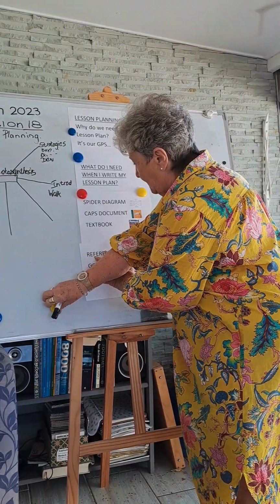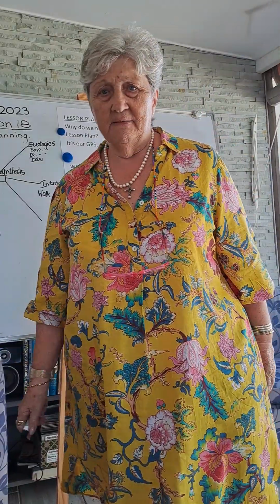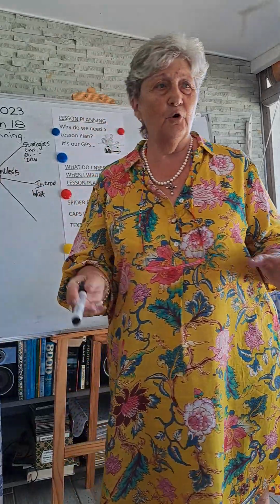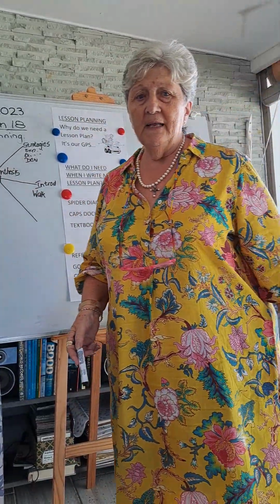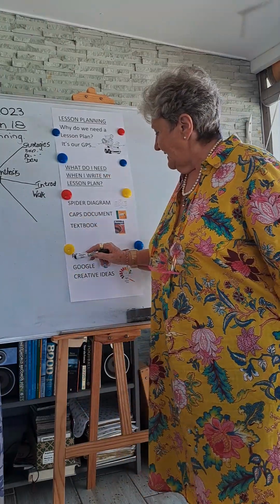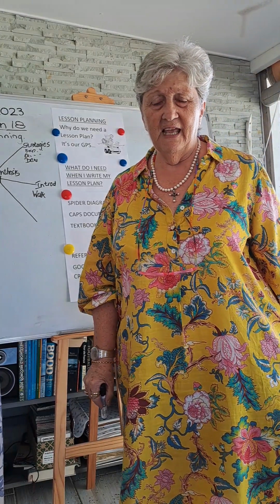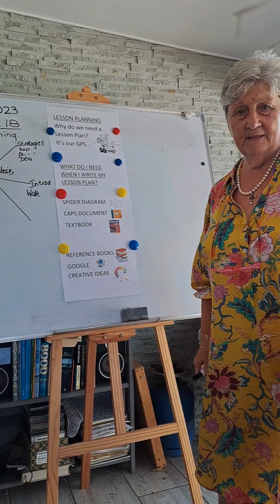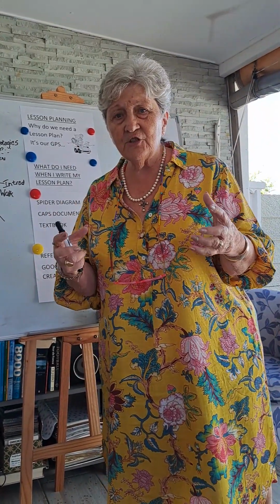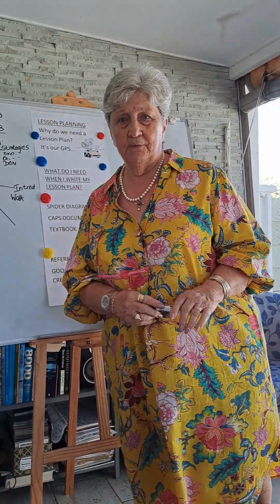I need reference books. I need to go to a library. I need to find things that have got photosynthesis in, that have got the Second World War in, that have got all sorts of things. So I need my reference books. Then I need to Google, and that's an important part. I need to get ideas, and I need to get more information than what is in the textbook.